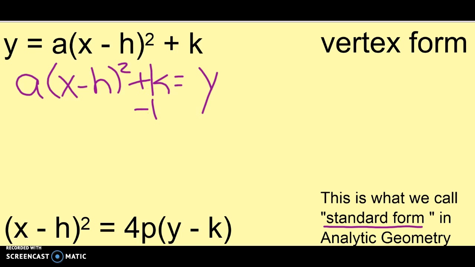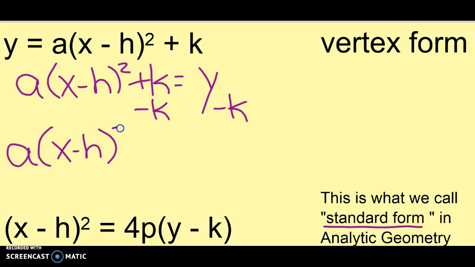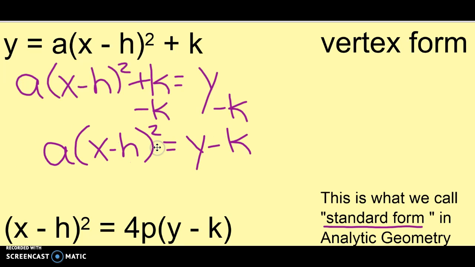I'm going to subtract k first. We're trying to get down to where we're solving just for x minus h squared. Subtract k, so you're left with a times x minus h squared equals y minus k. All right, we're very close to getting this done, right? So now I like to say we're going to multiply by the inverse in order to cancel these out.